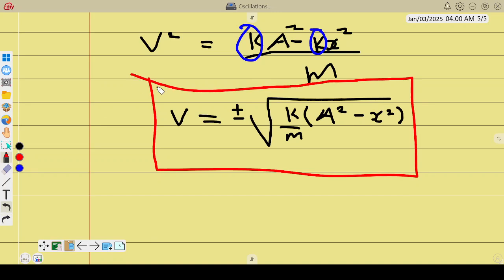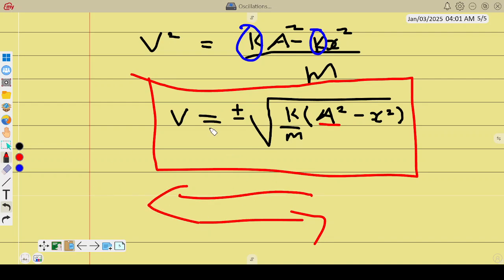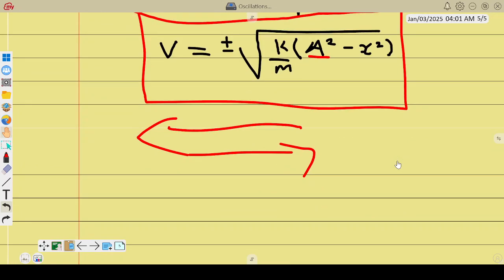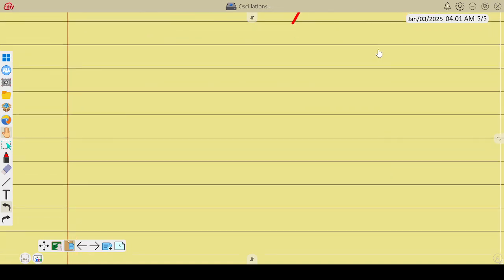Very important. So this is the maximum displacement, and this is some other distance when it came back. About the signs, velocity can either be negative or positive. If the object is moving to the right, velocity is positive, so we use this formula with a positive. If the object is moving to the left, we use the formula with a negative. The answers will be the same, just the sign will be different.